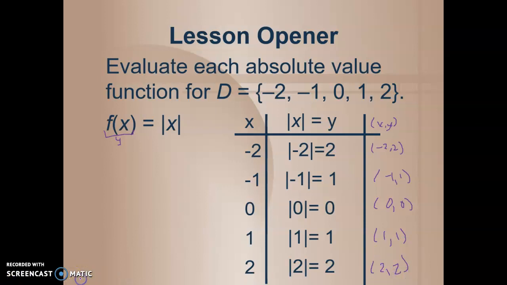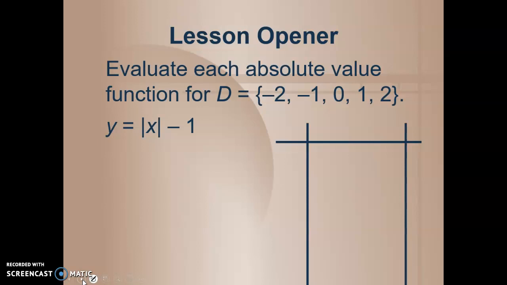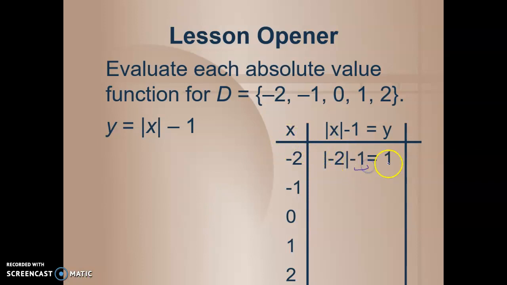All right, what about this function? Let's go ahead and evaluate each absolute value for the domain -2, -1, 0, 1, 2. But this time, let's use y equals absolute value of x minus 1. So when we plug those into our chart, we get the absolute value of -2, which is 2, and 2 minus 1 is 1. Make sure that you do what's inside the parentheses or the grouping symbol first. So we're going to simplify absolute value of -2, which is just 2, before we subtract the 1.